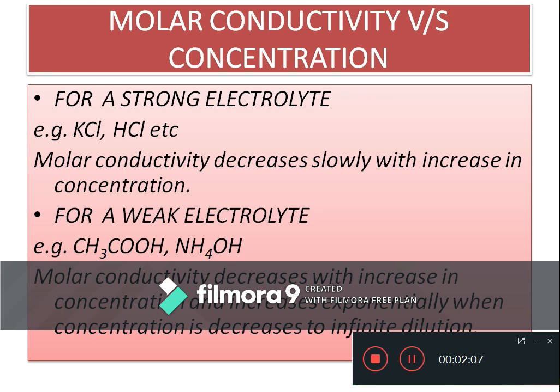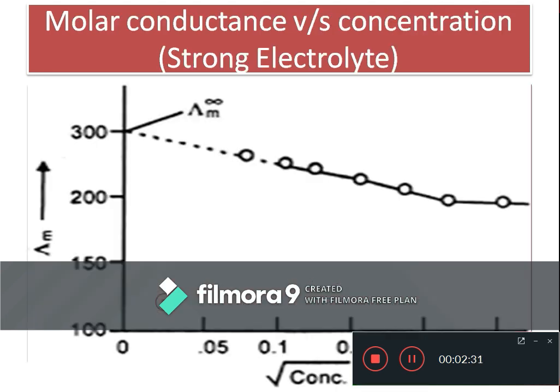For a weak electrolyte like acetic acid CH3COOH and ammonium hydroxide NH4OH, the molar conductivity decreases with the increase in concentration and increases exponentially when concentration is decreased to infinite dilution. The same thing: if you are decreasing the concentration, the molar conductivity is increasing. So let us see and explain with the help of a graph.